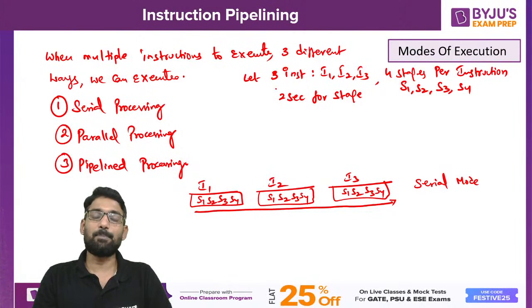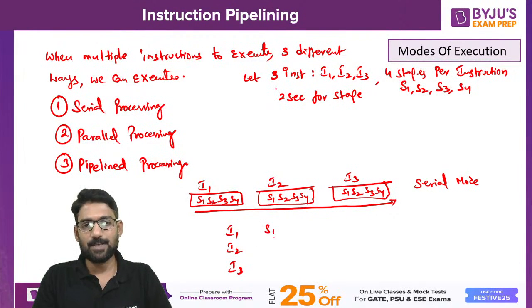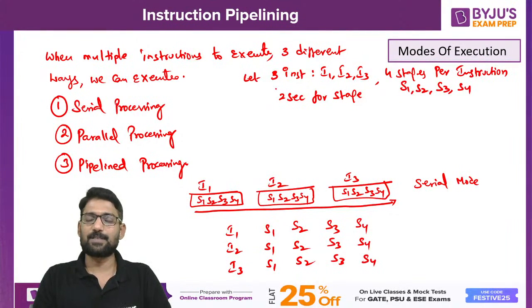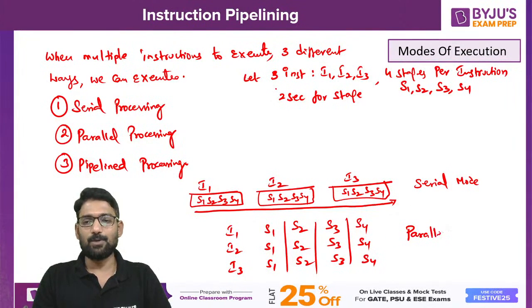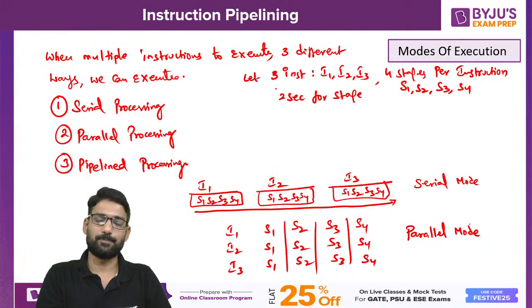Then what is parallel mode? Every instruction's first stage happens simultaneously, second stage happens simultaneously, third stage at a time, fourth stage, like this. If any number of stages are there, all happen simultaneously. If we can execute the instructions in this way, this is what we say is parallel mode.